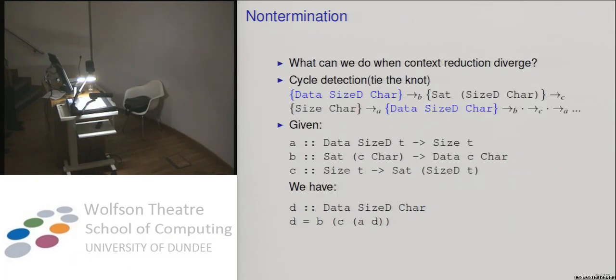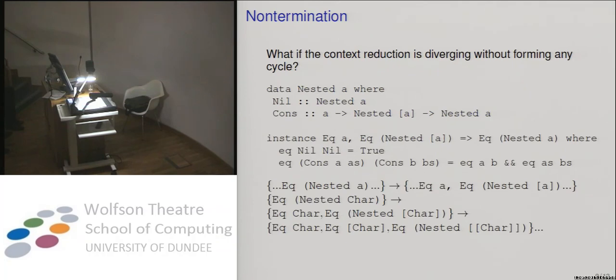So we see this cycle detection is indeed useful most of the time, but there are some cases where it might just be too hard for our cycle detection technique to work out. Here is a slightly contrived example. We can imagine we have some data type called Nasty A, and it has two constructors, in GADT format.